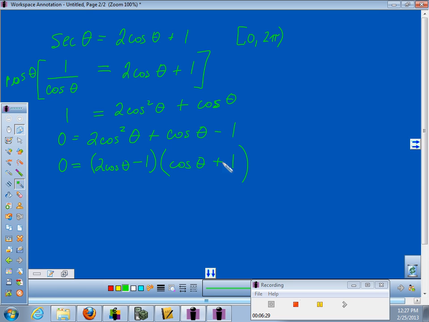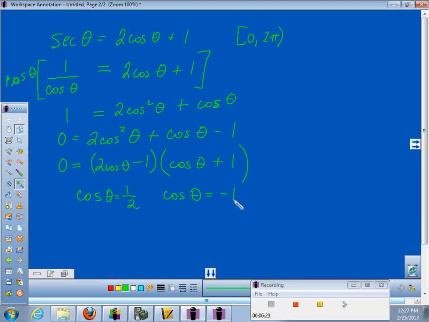I am okay if you can look at that and set it equal to 0 and solve it in your head, that's perfectly fine. I would hazard to guess that you can do this one. Because I'm going to add 1 and divide by 2, so cosine of theta equals a half. And the other one's going to come out to be cosine of theta equals negative 1.